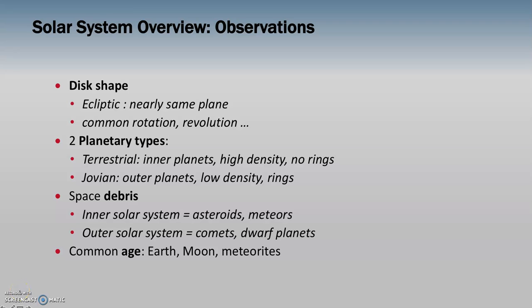Okay, so we have been through all of the observations that we've made about our solar system over the past semester, and they come down to disk shape and planetary types and space debris and a common age for the solar system. Now we have to put those observations into a hypothesis, just like we do in labs all the time. We come up with an observation, we think about the research behind it, and then we look for the hypothesis to explain this.